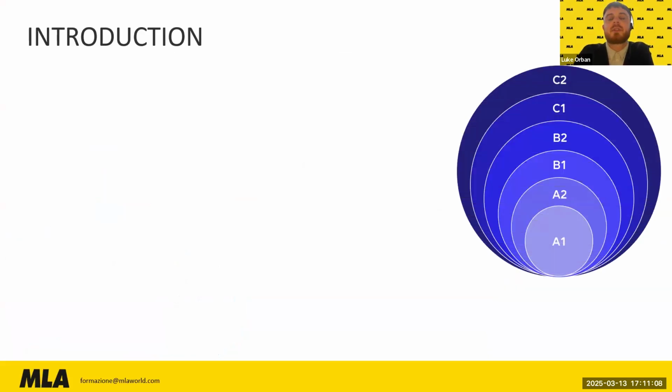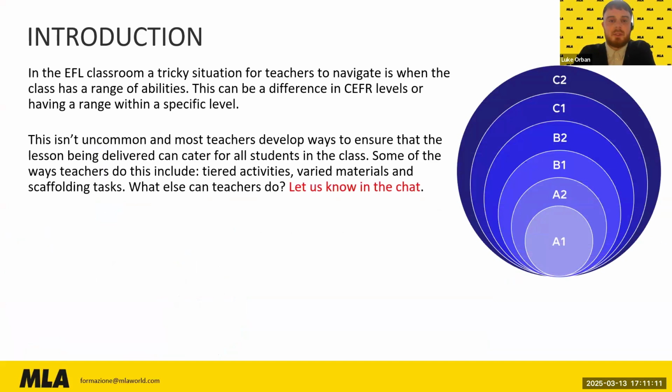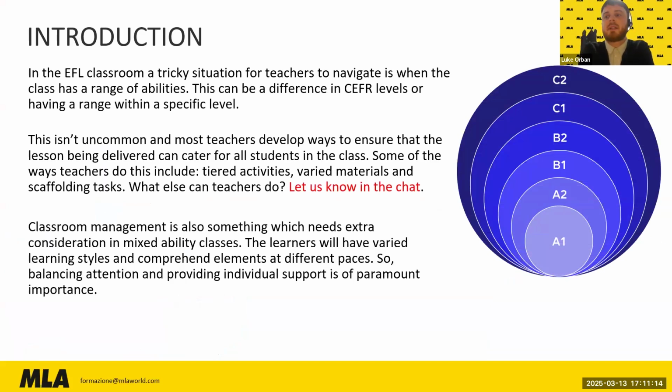Okay, so to introduce dealing with mixed levels in the classroom. As I said at the outset, this is very tricky for teachers to navigate and to decide what types of activities are best for the students to use. And also, you can have a difference in proficiency within the level. So you can have a class of B1 students, but some will be closer to a B2. Some may have just progressed from A2. So there are also discrepancies within the same level that we have to be aware of.